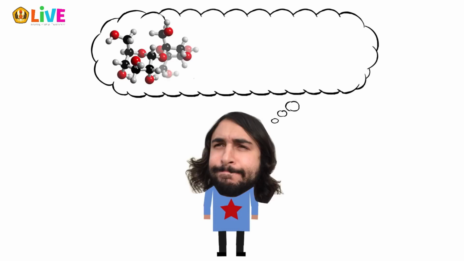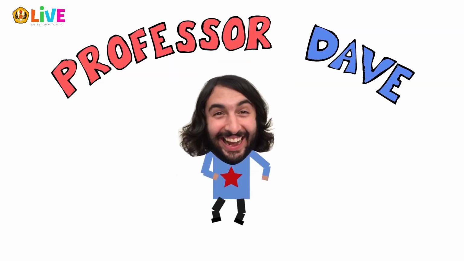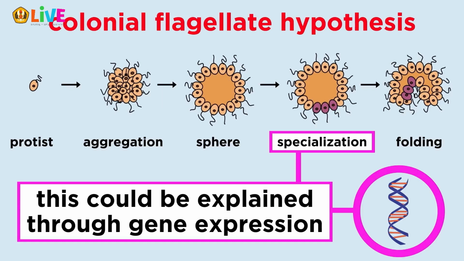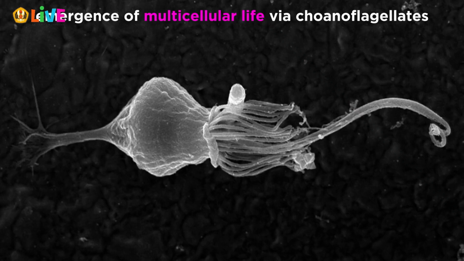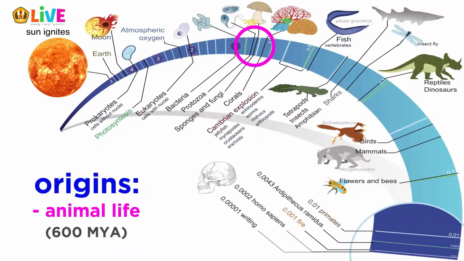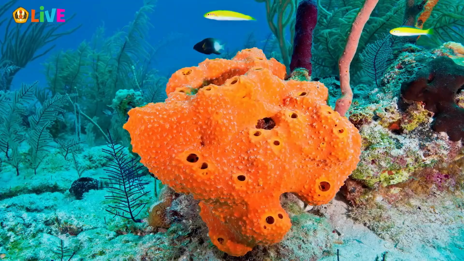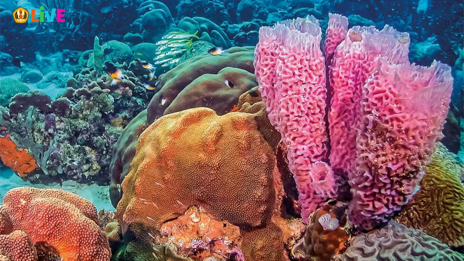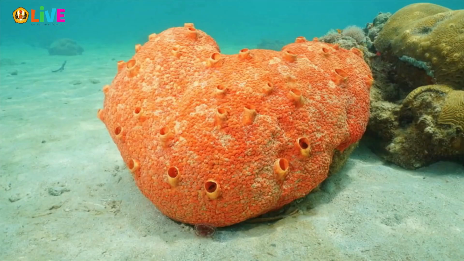He knows a lot about the science stuff, Professor Dave explains. A bit earlier in the series, we talked about the origin of multicellular life. We discussed choanoflagellates and sponges, noting that these represent the emergence of animal life around 600 million years ago. Since organisms resembling modern sponges are likely the ancestors of all the animals on Earth, it is with such organisms that we will begin our exploration of the animal kingdom.